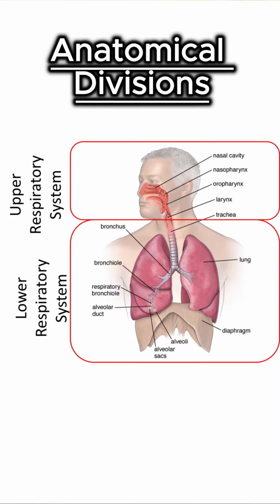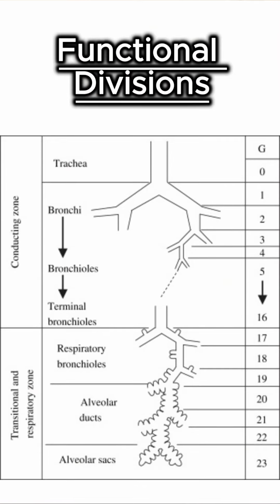We can split up in two ways, either anatomically or functionally. Anatomically, we're talking about upper respiratory tract being from the nose to your larynx, and then your trachea to your alveoli is the lower respiratory tract. Otherwise, we can split up functionally, and this is going to be your conducting zone where the air is flowing, right, from the nose to your terminal bronchioles, or we can talk about the respiratory zone where gaseous exchange occurs all the way from your respiratory bronchioles into your alveoli.